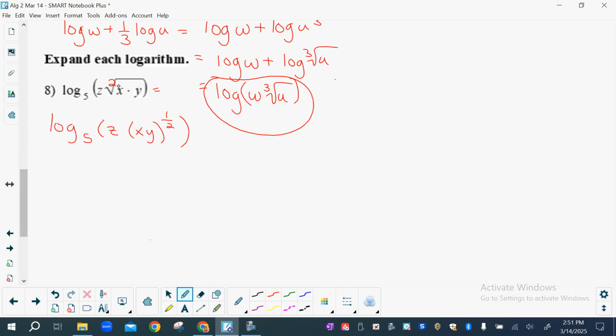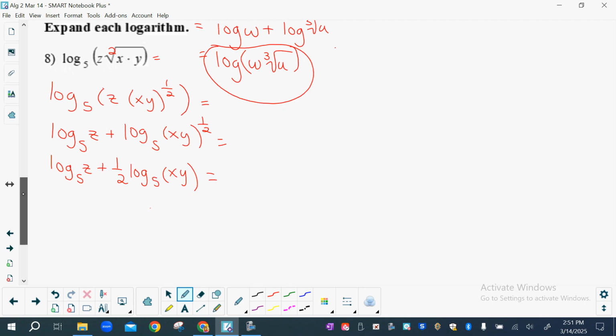Okay. So now we want to expand it. So this is going to be the log base 5 of z, and then multiplication, right? Plus log base 5 of xy to the 1/2. And then what would we do with that xy to the 1/2? We would have to move it to the front. So this would be the same as log base 5 of z plus 1/2 times the log base 5 of xy. And then we're almost done.